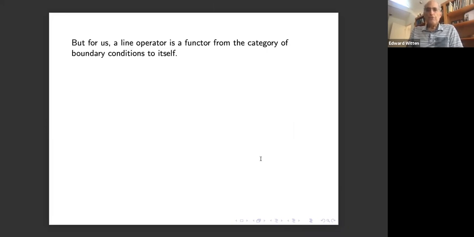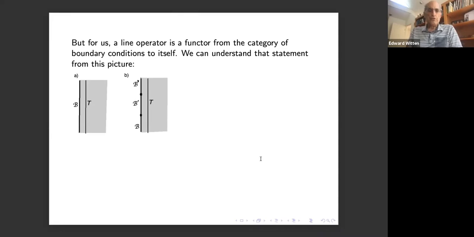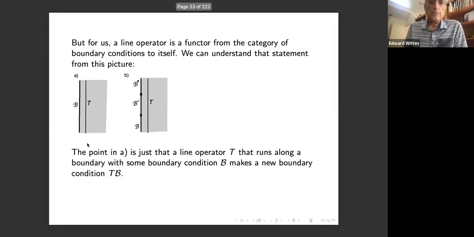But for today's purposes, a line operator will be studied as a functor from the category of boundary conditions to itself. We can understand the statement from this picture. So in A, I've just drawn an object, namely a boundary condition, and a line operator T, whose support runs parallel to the boundary. Well, in topological field theory, there's no meaning to the separation between T and the boundary. You could move T all the way up to the boundary and just say that the combination of B and T is a new boundary condition, TB. So that gives the action of T on objects in the category.